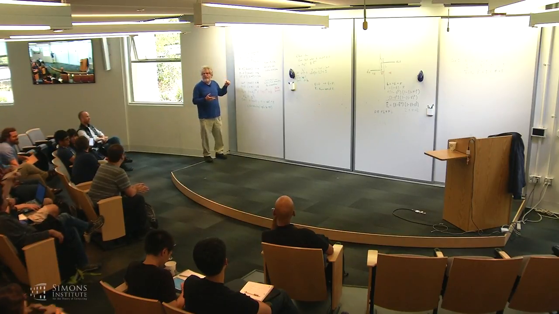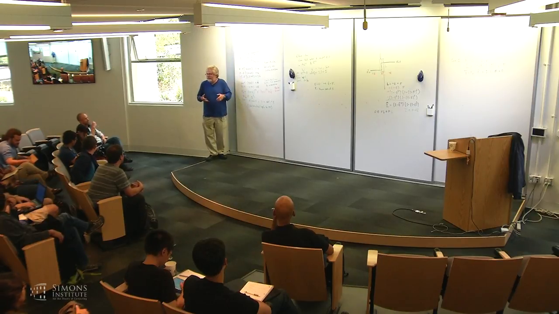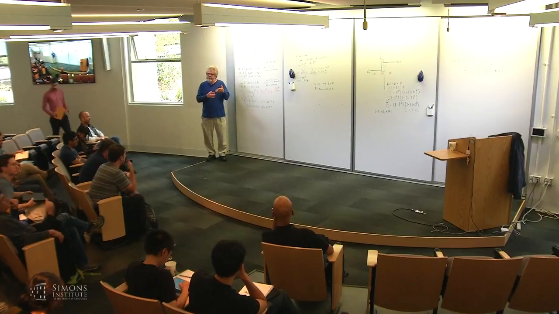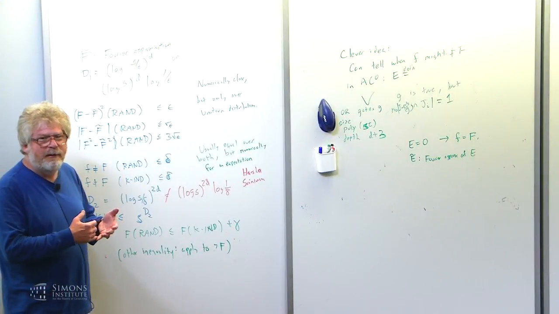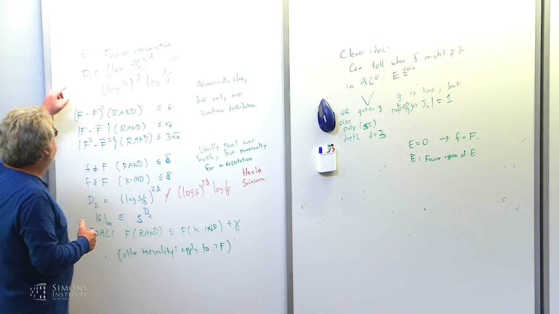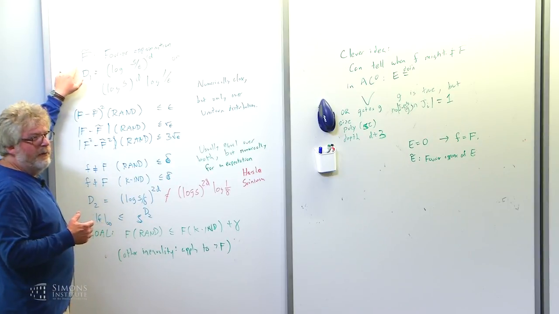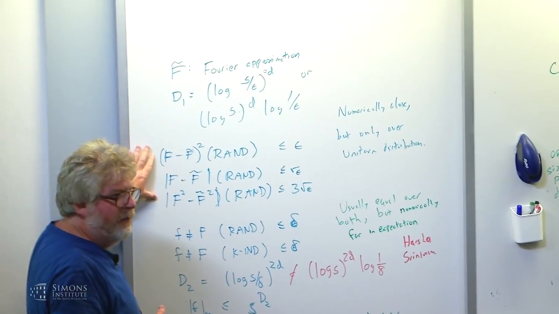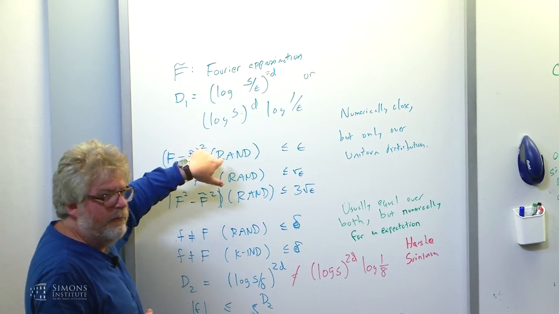So let's summarize where we left off. We said for any function f in AC0, we have two senses in which we can approximate it by a low degree polynomial over the real numbers. The first sense is the Fourier approximation, which is numerically very close, but only over the uniform distribution.